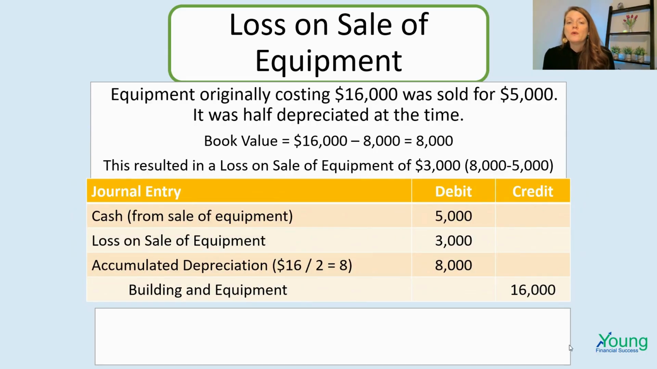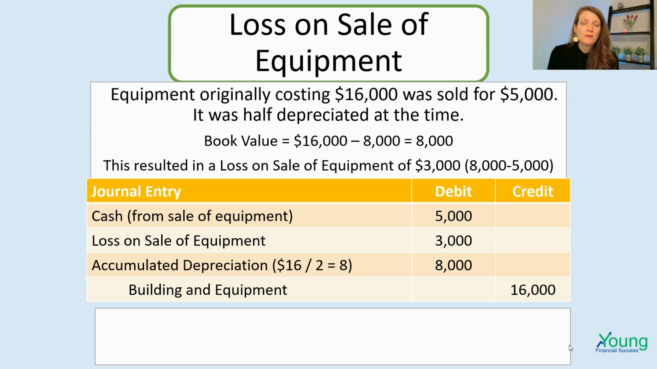done. We would have debited cash for the 5,000. That's what the customer, the buyer, bought it for. Then we would have, even if we didn't know yet about the loss, we were still trying to figure it out, let's say, we would debit the accumulated depreciation for half of it, for the 8,000, to get it off the books because we've gotten rid of the asset now.